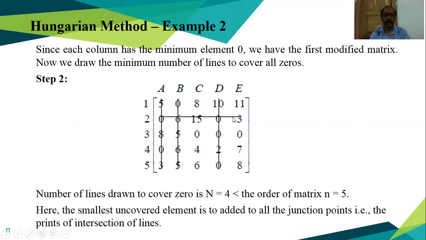So 3 will be subtracted from each uncovered element. This is also an uncovered element. And it will be added to the intersection points, this is an intersection point, this is an intersection point, and this is the intersection point. So you can verify any one. This will be 11, this will be 8, and this will be 3. And this will be 0, this will be 12, this will be 5, and this will be 8. This will be 5, this will be 3, and this will be 1, this will be 4.